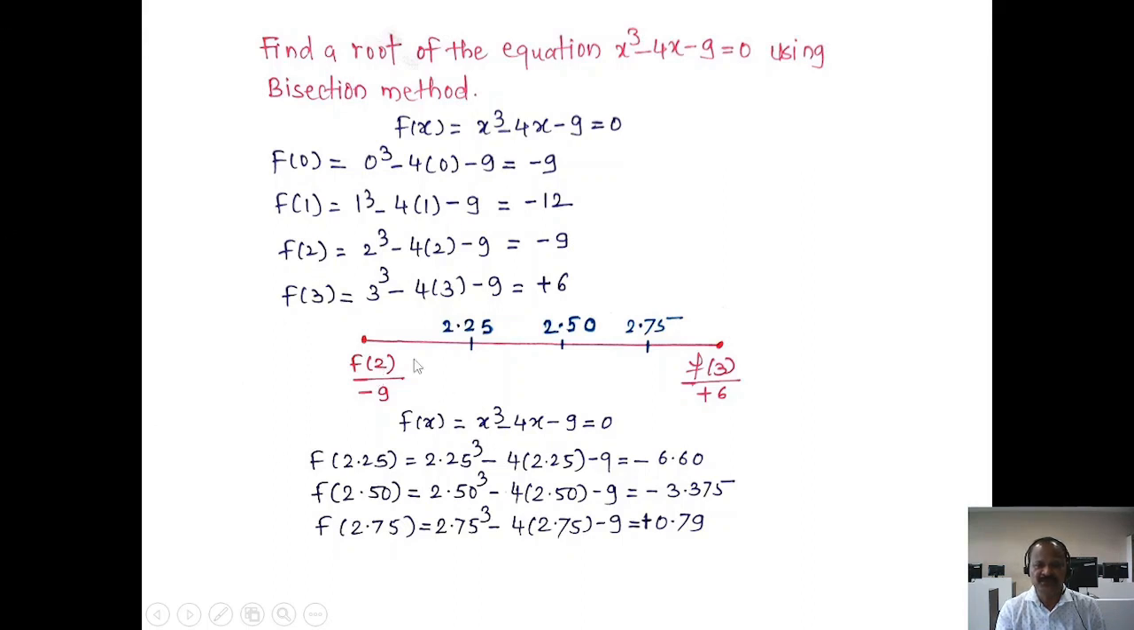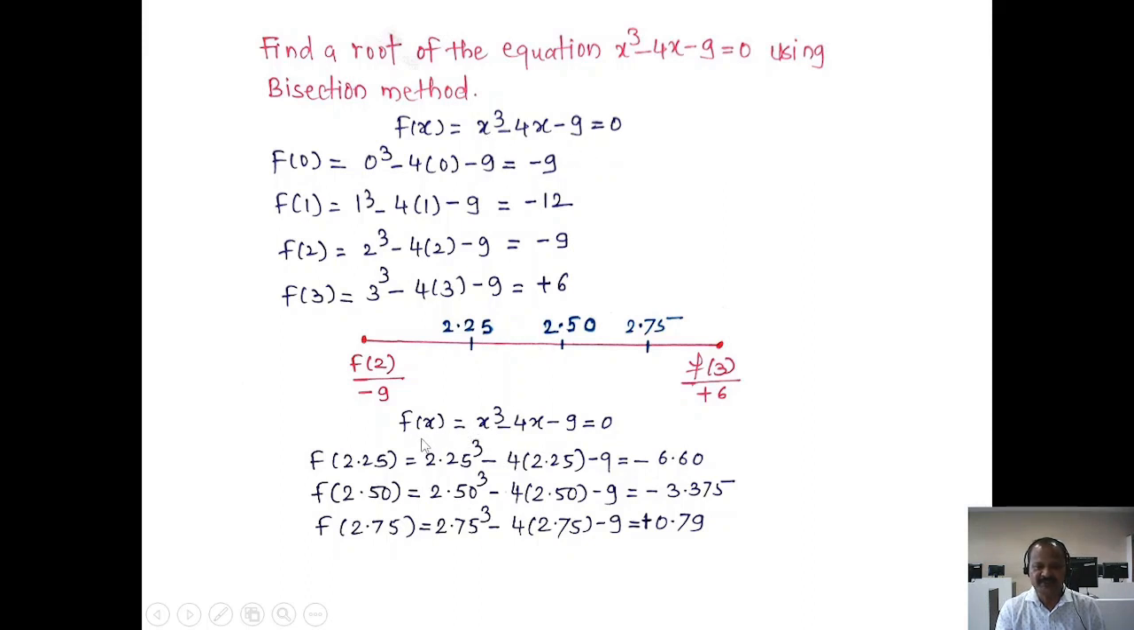So f of 2, see the figure here, f of 2 answer is minus 9 and f of 3 answer is plus 6. So the root lies in between 2 and 3. To minimize the iteration, we have to take some values in between 2 and 3. So for example here the values taken are 2.25, then 2.50 and 2.75. Now these three values you have to put in this equation and find the answers, negative and positive values.